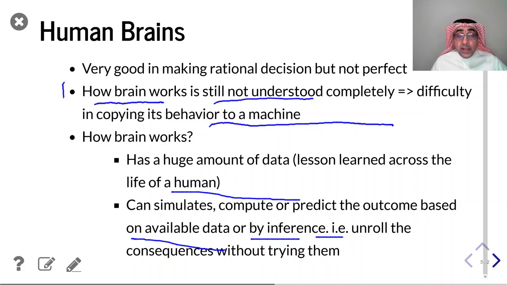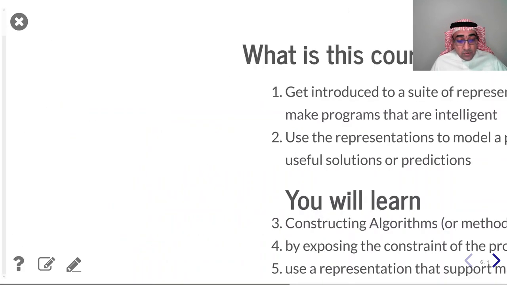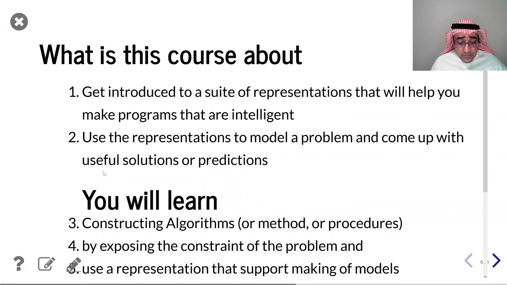And that is why artificial intelligence sometimes becomes a bit difficult to implement, okay? So I have given some ideas on how the human brain actually works. Now let's talk about this course. In this course, you will be introduced to a suite of representations that will help you make programs that are intelligent. Okay, so in this series of classes, the video classes that we're going to have, we're going to teach you how to make a program intelligent, okay?